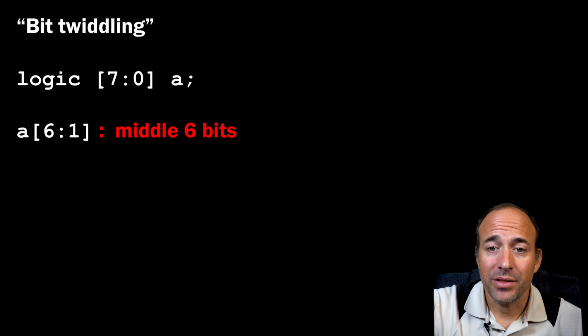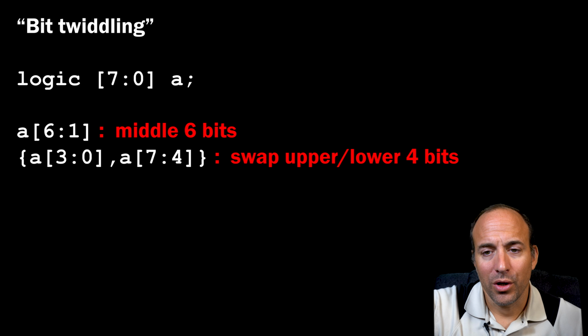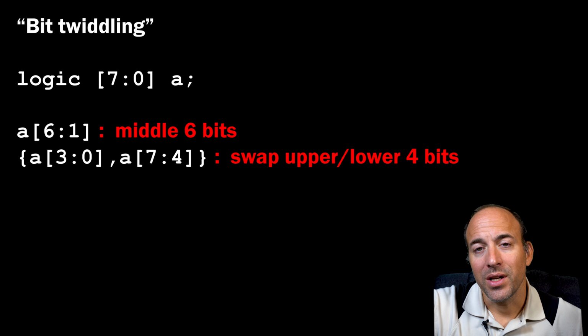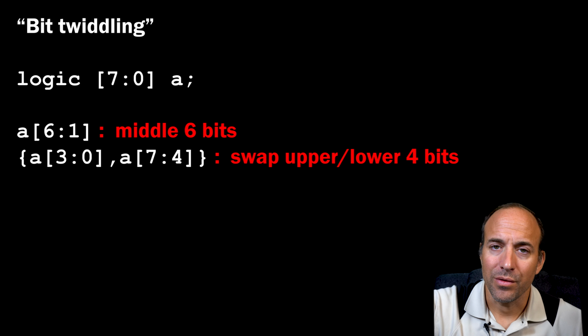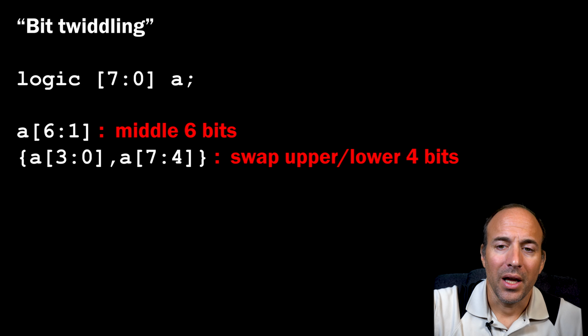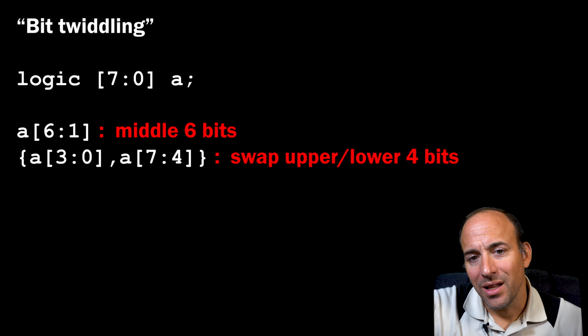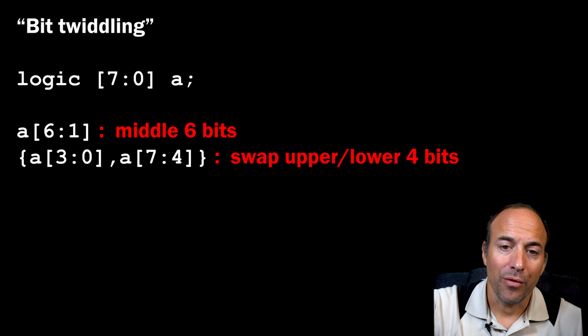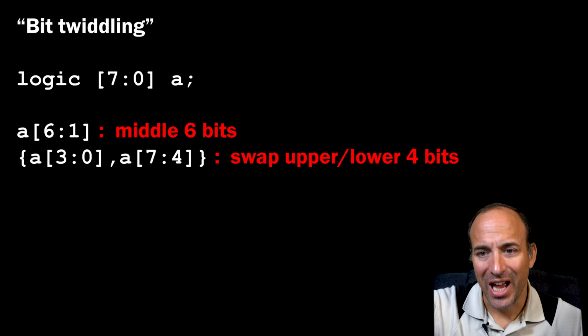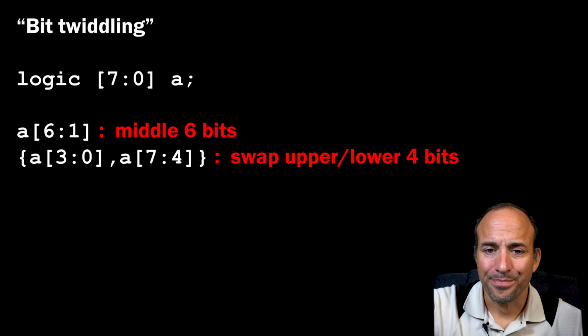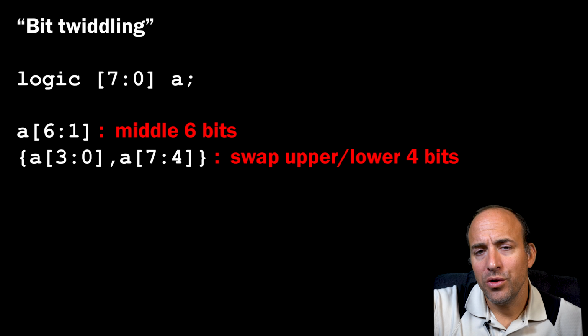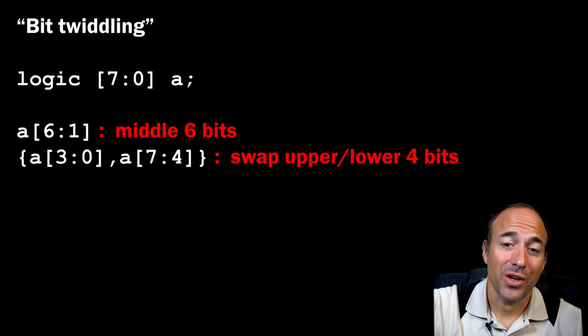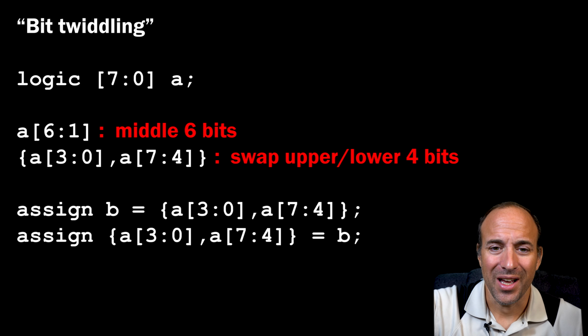You can concatenate bits using curly braces. So for example, left curly brace A[3:0], meaning 3 down to 0, or the 4 least significant bits of A, comma A[7:4], or bit 7 down to 4, and then right curly brace will concatenate the lower 4 bits to the upper 4 bits of A. It's basically swapping each half of the signal. You can use these concatenation expressions on either the left or the right-hand side of an assignment statement.